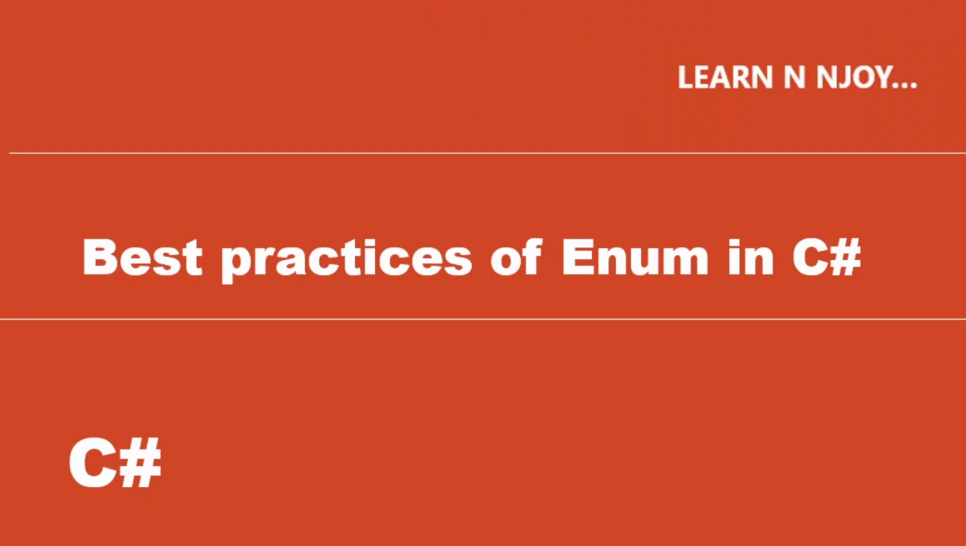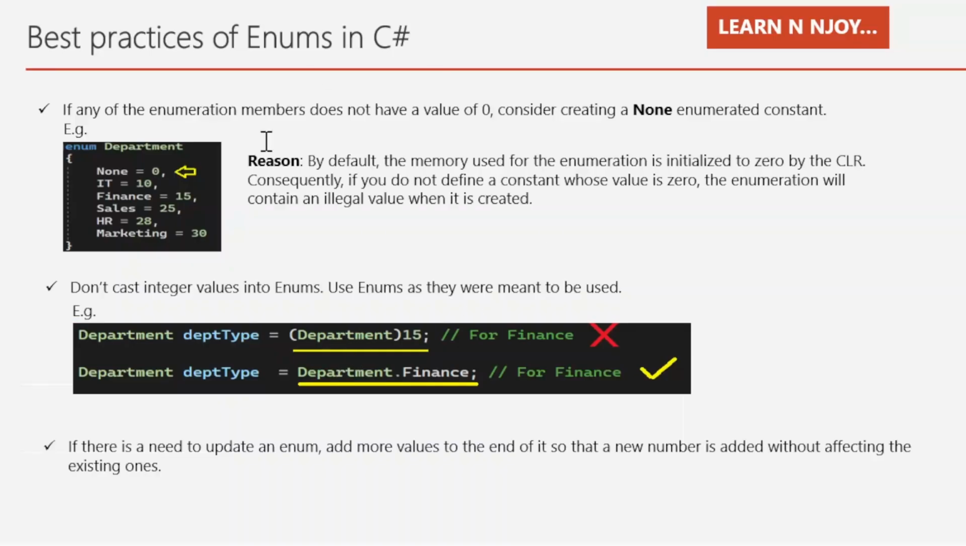Best practices of enum in C Sharp. Here we are going to talk about some best practices related to enum in C Sharp. If any of the enumeration members does not have a value of 0, consider creating a non-enumerated constant. That's why in this example I have added None equal to 0 in this enum Department. Why? Because by default the memory used for enumeration is initialized to 0 by the CLR. Consequently, if we do not define a constant whose value is 0, the enumeration will contain an illegal value when it is created. To avoid an illegal value, we need to consider creating a non-enumerated constant.